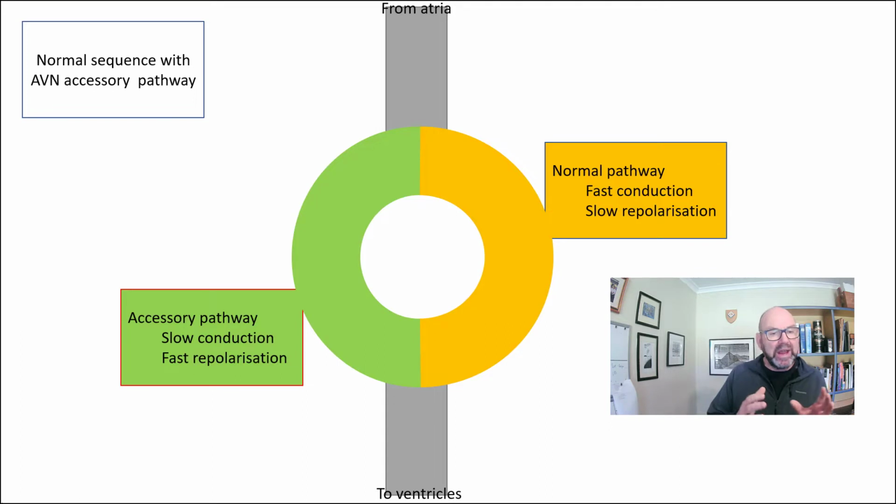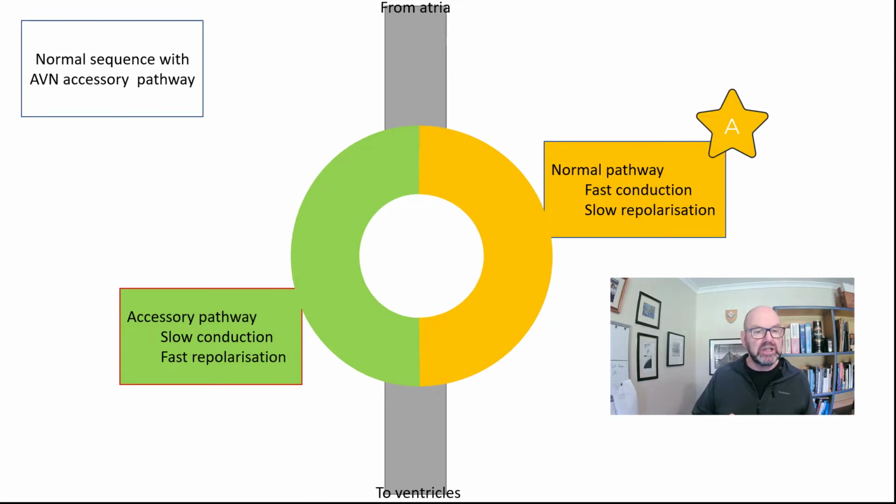One side or one arm of this pathway is going to be fast to conduct a signal, but very slow to repolarize, and we call this path A. The other arm, the parallel arm, is going to be slow to conduct, but faster to repolarize, and this is known as path B. So let's look at how this might work.